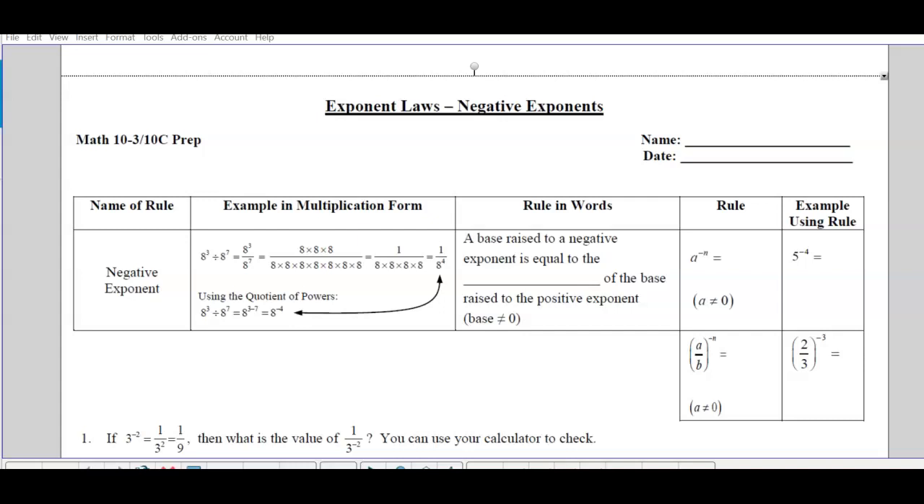All right, so exponent laws. We're looking at what a negative exponent means. So in this chart here it gives an example where we've shown it in multiplication form.